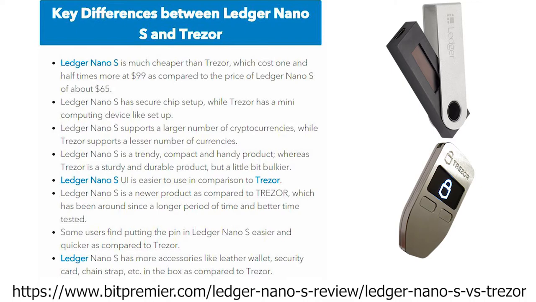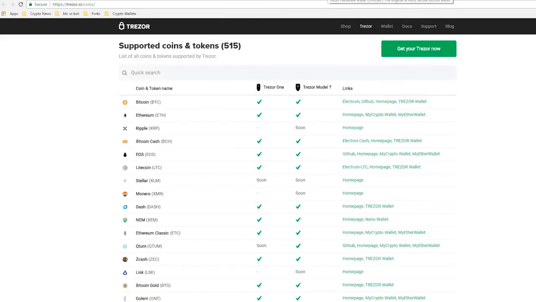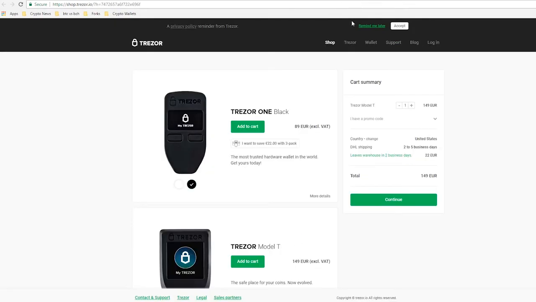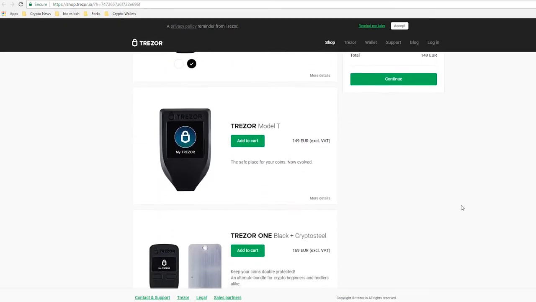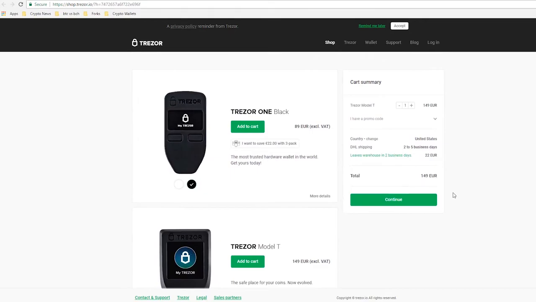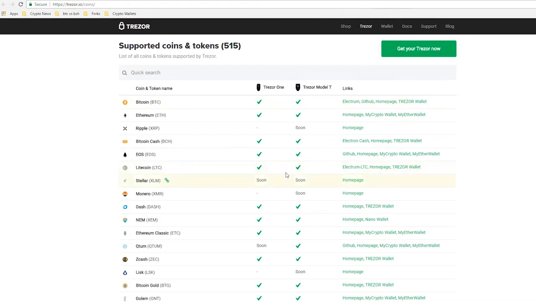Ledger a lot. However, my favorite hardware wallet, the wallet that I use currently, is Trezor. Now, if you go over to the Trezor website, it is a little bit expensive. It's 150 euros. I'm not sure how much that is in the United States, but it is more than 100. It's more than what the Nano would be. And by the way, I'm not talking about Trezor 1. I'm talking about Trezor Model T. You can get Trezor Model 1, but it is missing a lot of coins that Trezor Model T has.